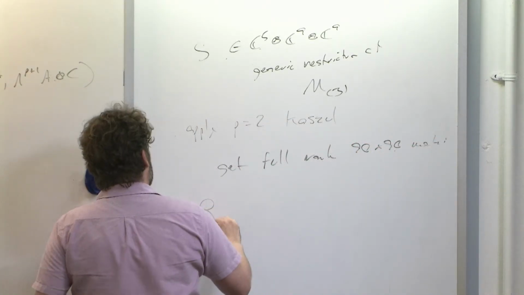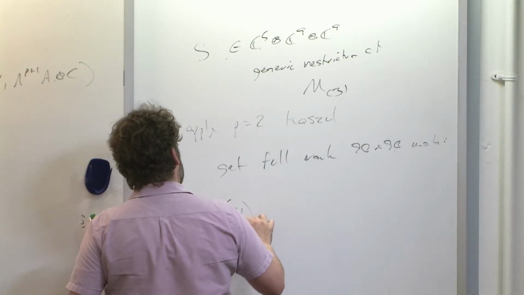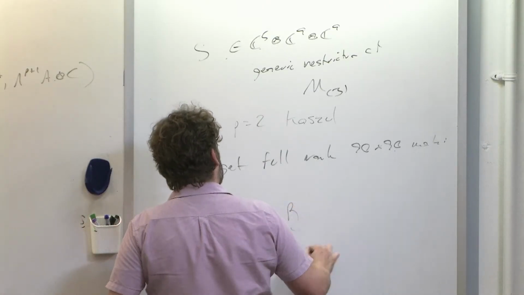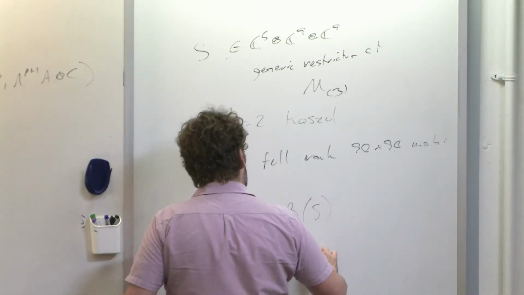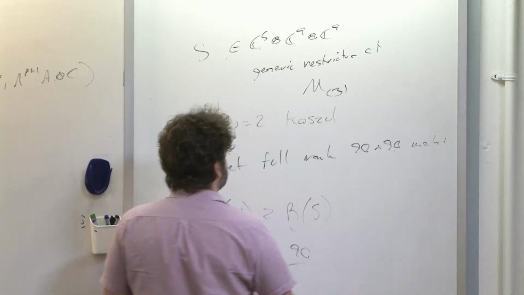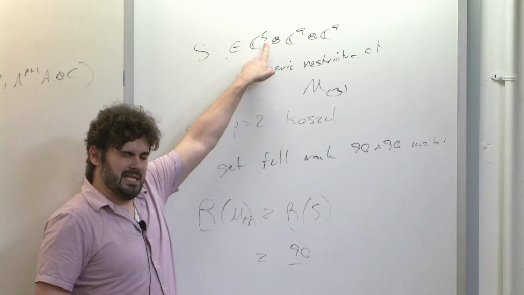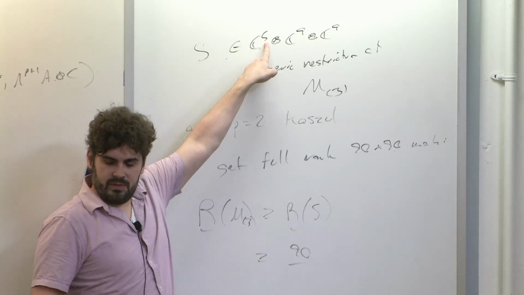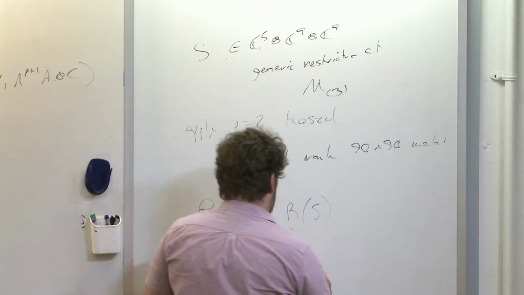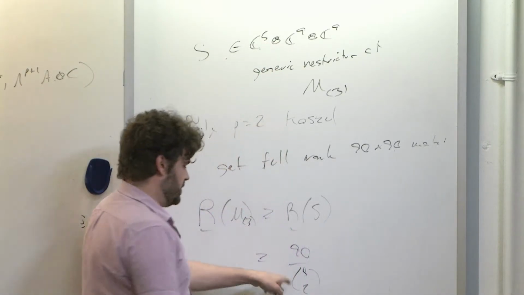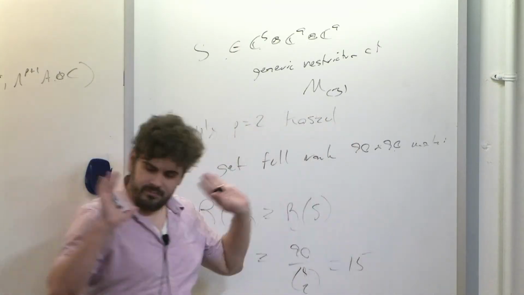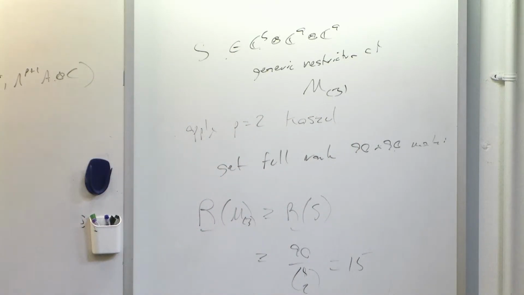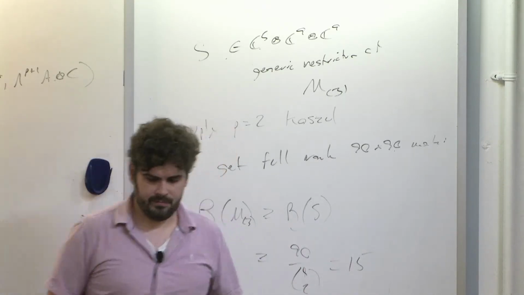So what do we get? We get that the border rank of M3 is at least the border rank of S, which is at least 90 divided by dim A minus 1 choose 2, so 4 choose 2, which is 6. So 90 divided by 6 is 15. Yay, so we improved by 1. Strassen's equations give us 14. We can improve by 1 to get 15.